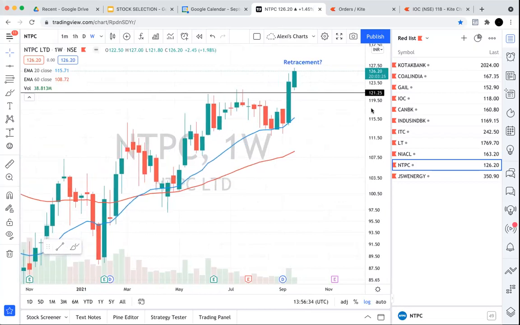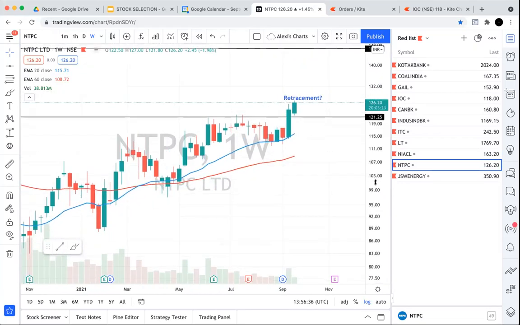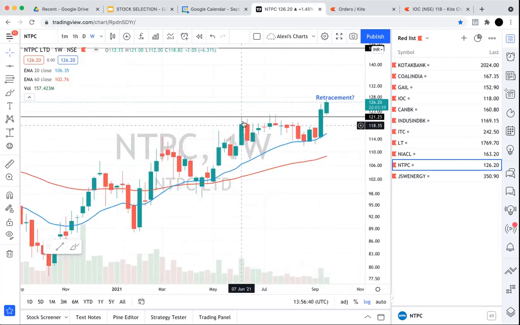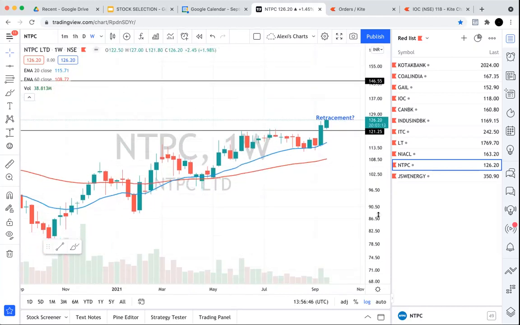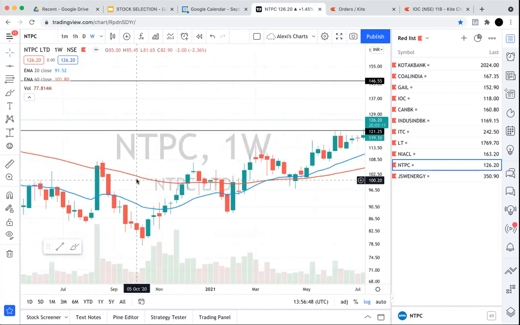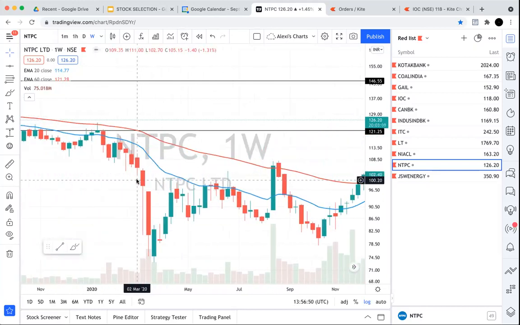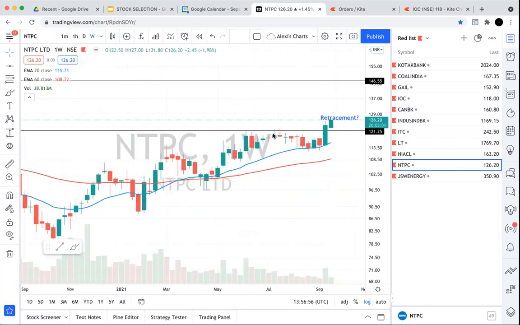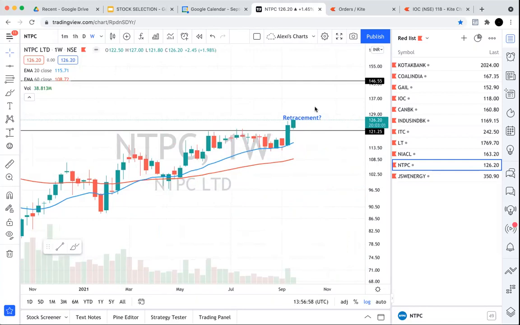Okay. So here is one right here that I saw, this resistance, and I drew the line. And what I'm doing is I'm going to go back and look at the history. See? So already there was just one resistance, and I put a question mark there. Is this a retracement or not? I don't know. I have to wait and see.